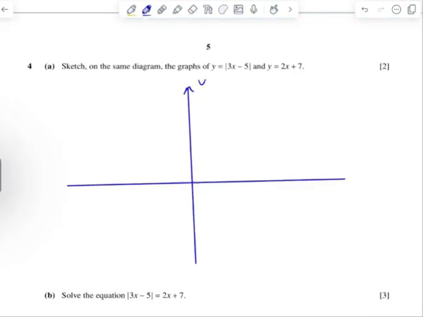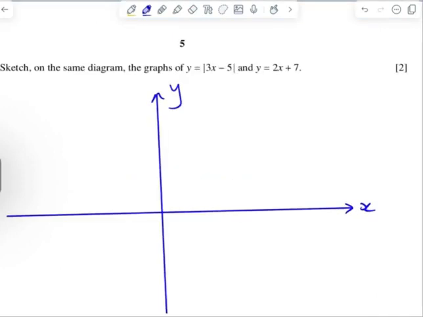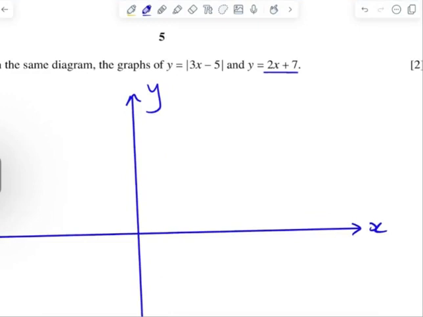Okay, when you're drawing your graphs, just make sure you label your axes. It's a good place to start. If we start, maybe we can start with our straight line. So we've got a gradient of 2 and a y-intercept of 7.